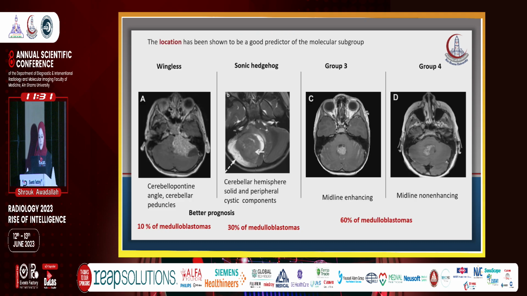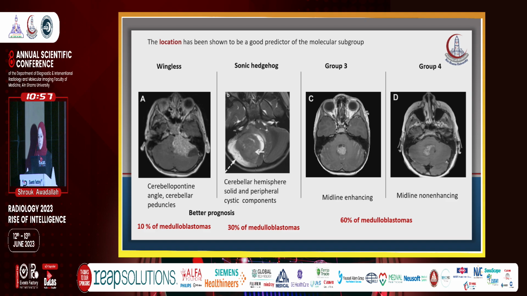As we can see, the location is very important and has been shown to be a good predictor of the molecular subtype. The wingless medulloblastoma occurs in the CB angle or the cerebellar peduncle. The sonic hedgehog occurs in the cerebellar hemisphere and has a solid component and peripheral cystic component. Groups 3 and 4 are midline lesions in the fourth ventricle. One of them is enhancing, the other is poorly enhancing.